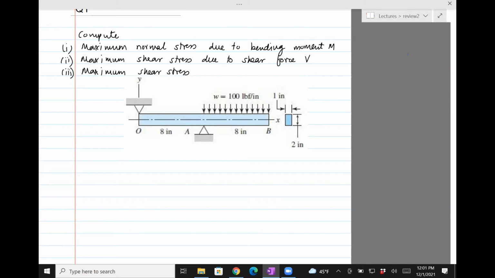So for a problem like this, where there's loading, how do you find the normal stress? This is the maximum normal stress, maximum shear stress due to shear force P, and maximum shear stress.